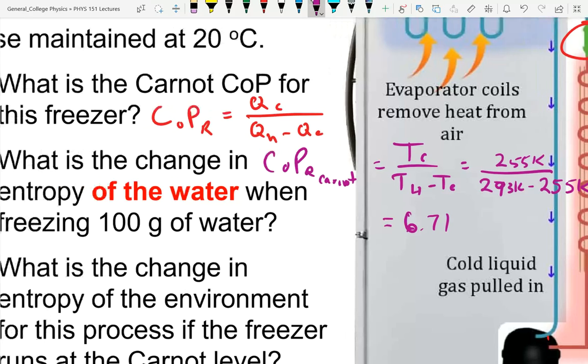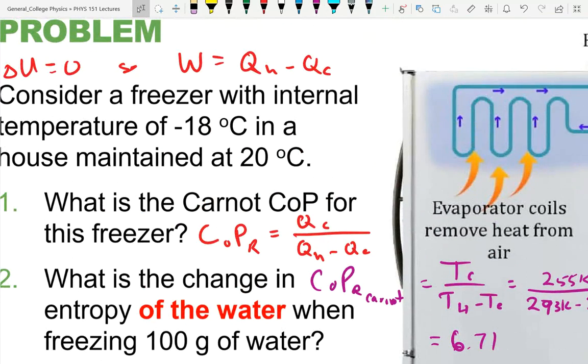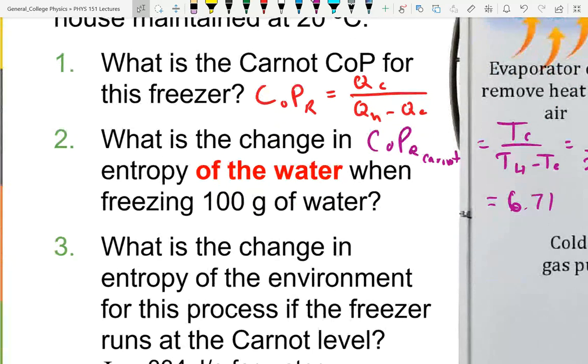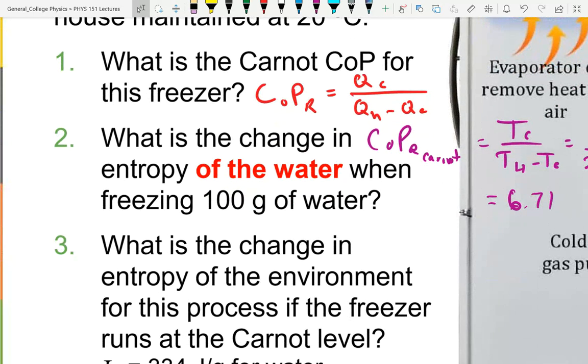And of course, the underlying calculation we did for that is just this red equation. Work is equal to Q hot minus Q cold. So we have that down. Now, any questions about the coefficient of performance calculation? This is not possible because the Carnot cycle is not possible. This is the ideal. Your real refrigerator is not going to be 6.71 coefficient of performance. It's going to be a lower coefficient of performance.